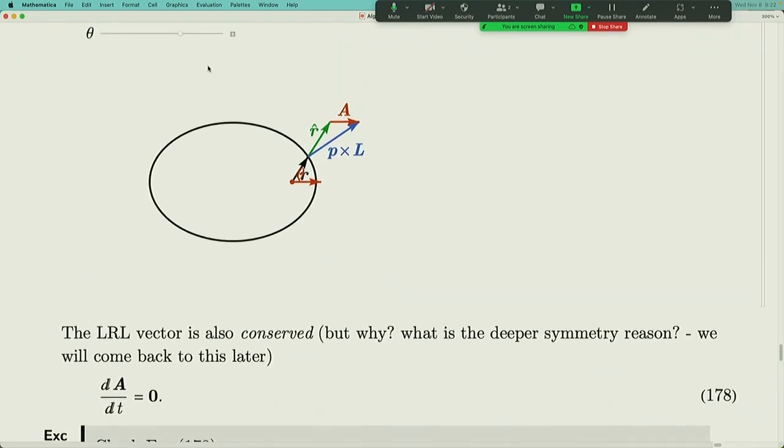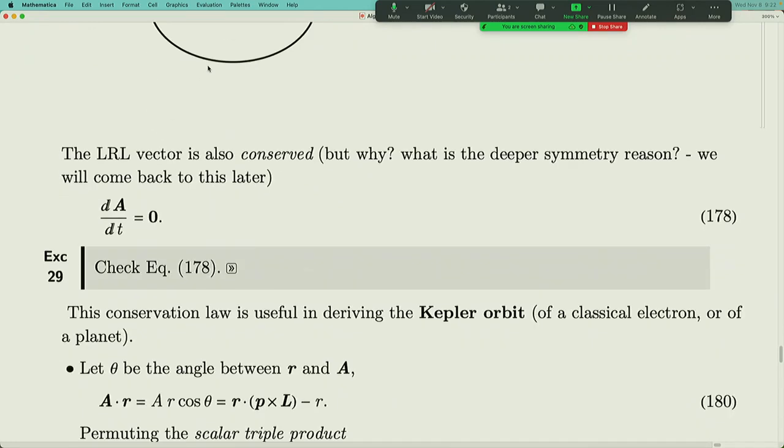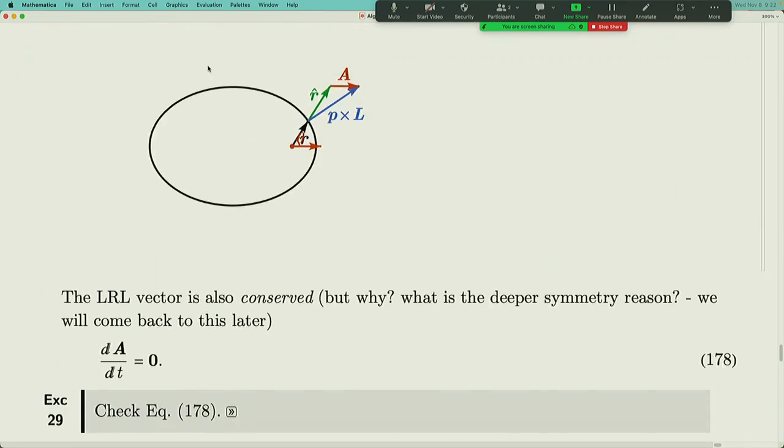And the physical meaning of this A vector, I want to talk about the meaning of the A vector. It's basically the direction of this vector tells you along which direction is the longer axis. There's a major axis for the ellipse.